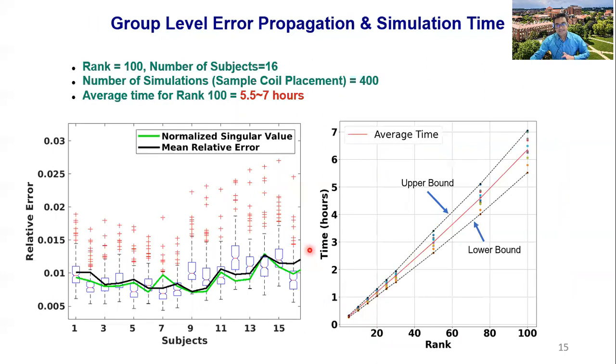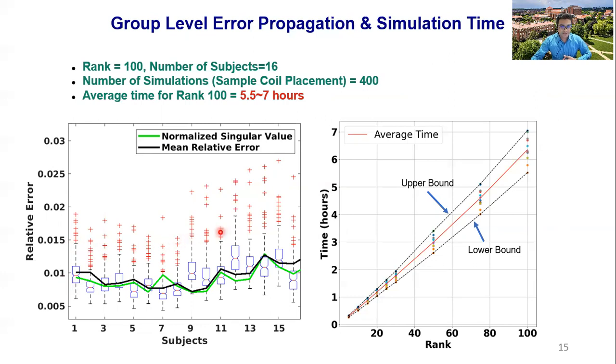We have chosen 16 different subjects for this analysis. Although we have a large database, for this analysis we want to know how the approximation performs, and also doing the simulation for all of the subjects is not doable. That's why we have chosen just 16 subjects. For each of the subjects, we have chosen 400 cortical coil placements. And once we plot the relative error, it seems that for each subject the relative error is within the bound of 1 to 1.5%.